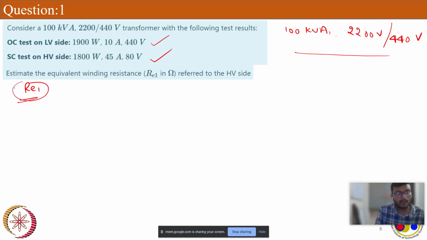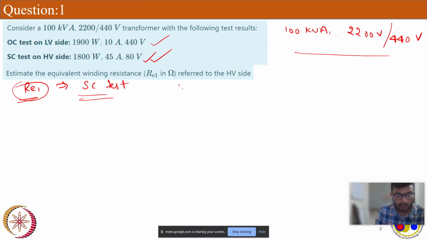RE1 is nothing but my resistance that is responsible for my copper loss, right? Whenever you want to find an equivalent circuit parameter related to copper loss, you have to conduct the short circuit test. We just saw that. Now, I am interested in short circuit test results to find this RE1. So out of these two, we are interested in this.